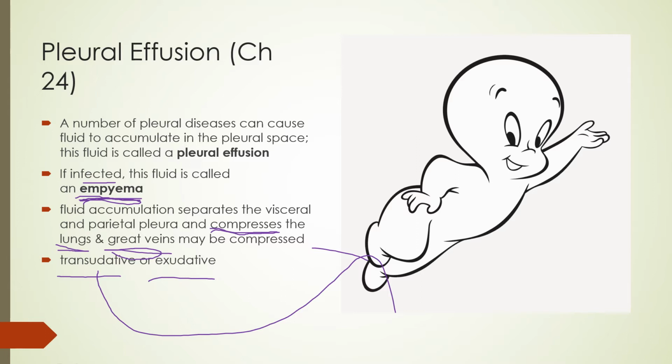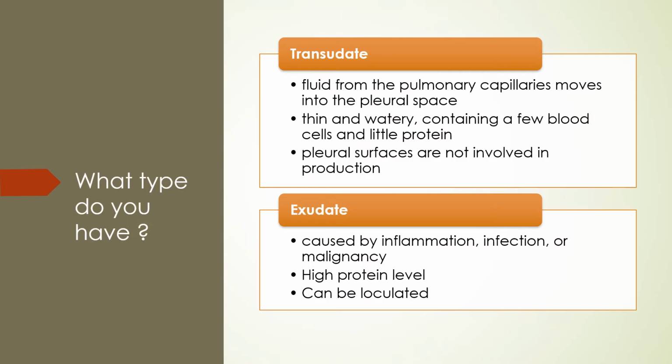But when I think of a transudative pleural effusion, I think of low protein, no infection, pretty see-through, pretty movable. Exudative, high in protein, usually infection related, and then we'll have to treat that as well. So this is the transudate versus exudate. In the transudate, fluid from the pulmonary capillaries moves into the pleural space. Sounds a lot like CHF and pulmonary edema to me.